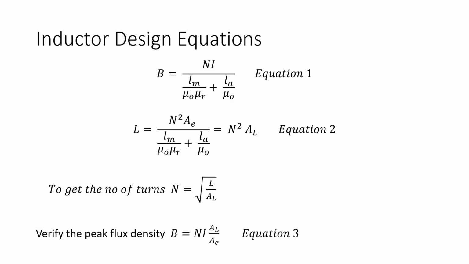So now we have these equations. One equation for the flux density is this one. This is the equation for the inductance. And if we use this part, then we can get the number of turns from this equation. And if we use this AL and AE factor, then we can find the flux density from this equation or from this equation. So we can use these equations to find first the number of turns and then the flux density, to see that we are not exceeding the peak flux density which is allowed.